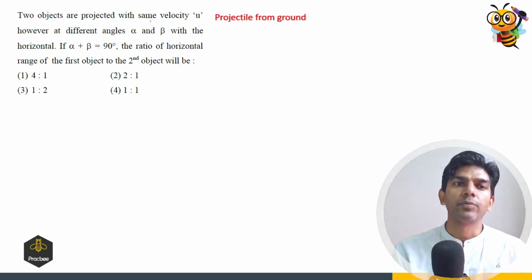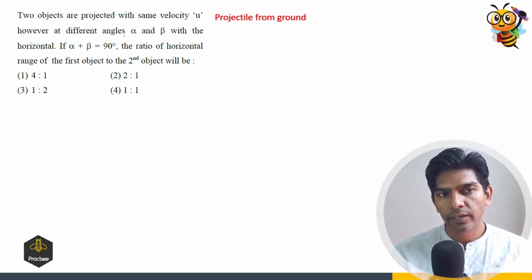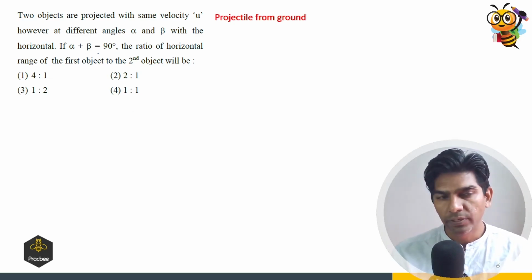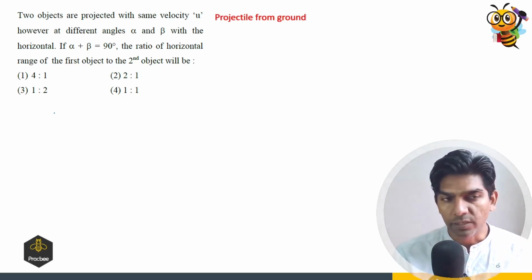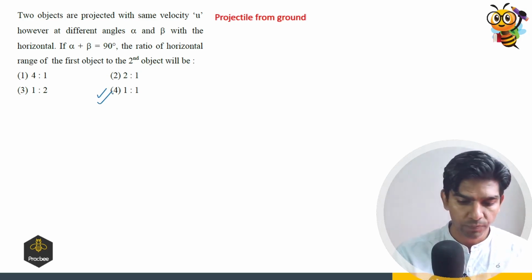Two objects are projected with the same velocity u, however at different angles alpha and beta with horizontal, and alpha and beta are complementary. The ratio of the horizontal range of the first object to the second object. So if we are projecting a particle with complementary angles, keeping the speed same, then the range will be the same, right? So it should be 1:1. So option 4 is the right answer.